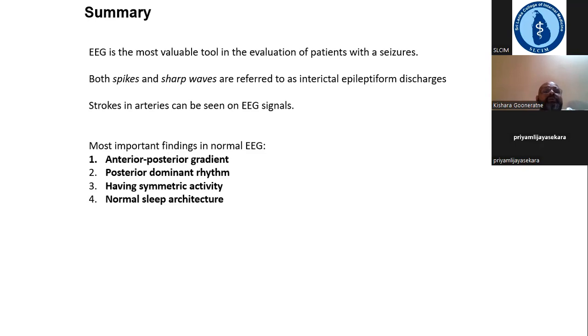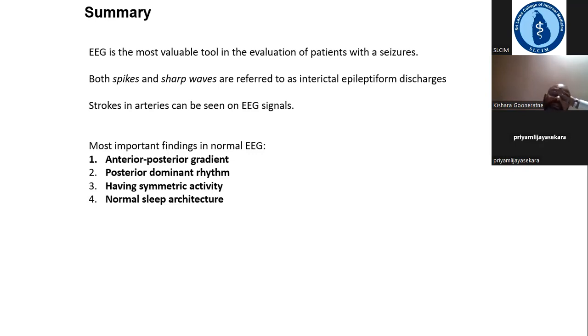So in summary, EEG is a very useful tool in the evaluation of patients, especially with seizures, but other conditions as well. It has to be used in the true clinical context, and there should be a proper indication for doing EEGs. Both spikes and sharp waves are referred to as interictal epileptiform discharges, but are not always suggestive of epilepsy.